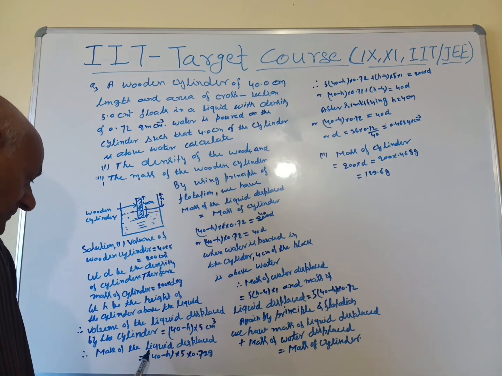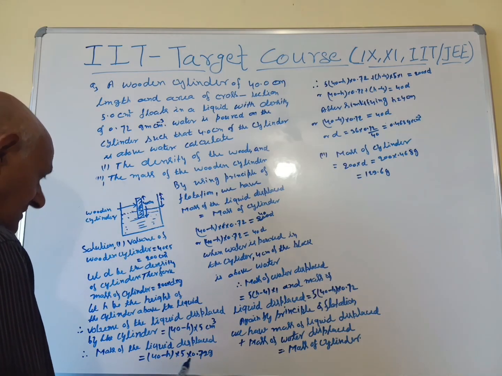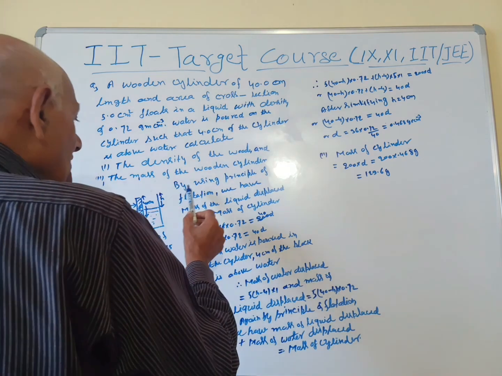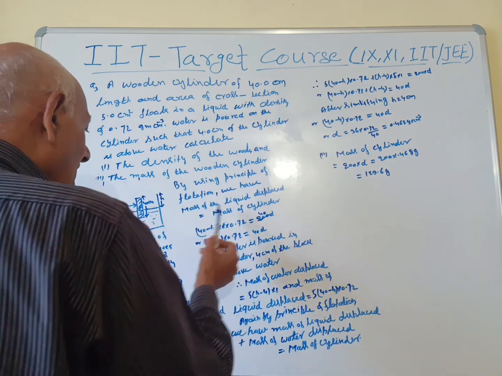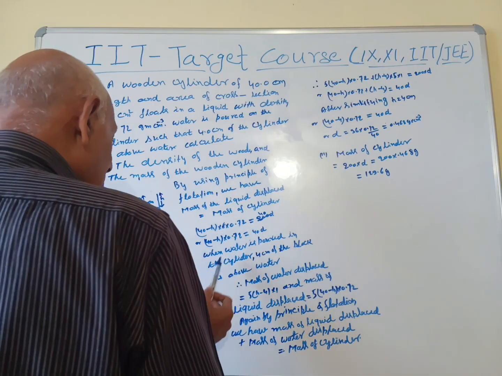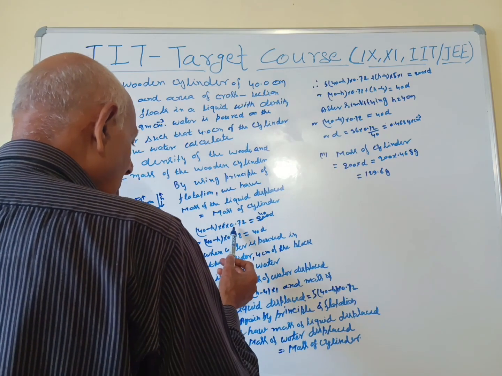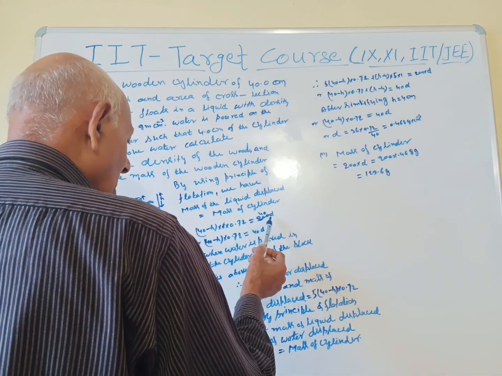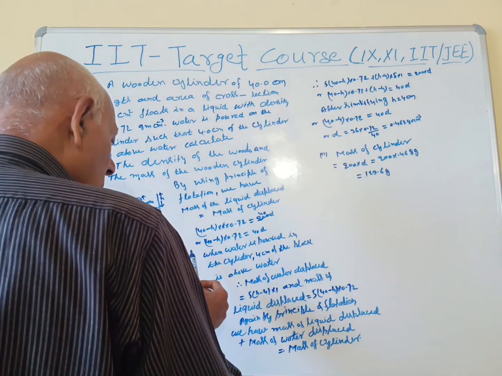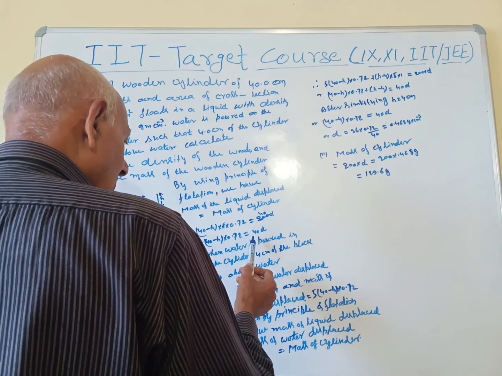Therefore, mass of the liquid displaced equals 5 into 0.72 of 40 minus h gram. By using the principle of floatation, we have mass of liquid displaced equal to mass of cylinder, or 40 minus h into 5 into 0.72 equals 200 into D, or 0.72 into 40 minus h equals 40 D.